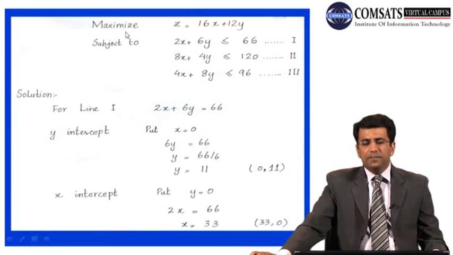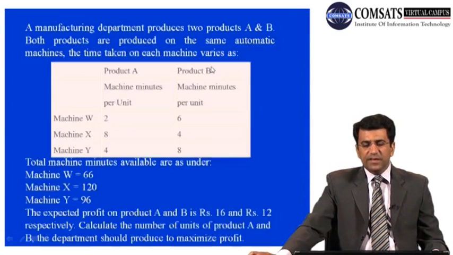So this is the maximization equation, that is z is equal to 16x plus 12y. Now you must have known and practiced how we can formulate this profit equation. Let me tell you once again that if you are producing 1 unit of product A, the profit is 16, and let's suppose we are producing x units of product A, then the total profit for product A will be equal to 16x.